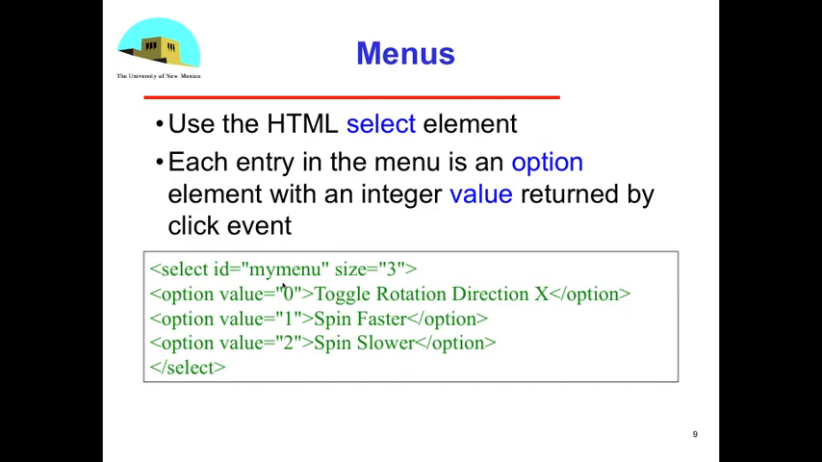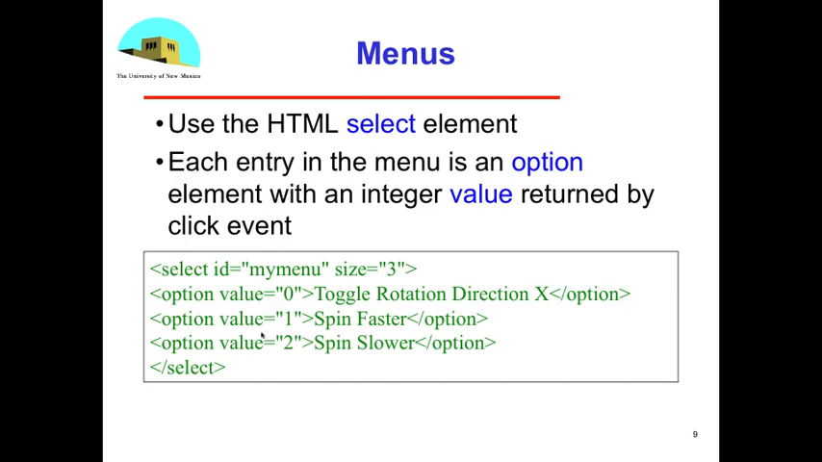You give it an ID, so you can get that menu information back to the JavaScript file. Size tells you how many entries are going to go in that menu, and then the value is going to correspond to each line. So the first line is going to return a value of 0. We'll put toggle rotation direction inside of the menu on that line. That X is just extraneous, doesn't belong here. Option for the second line says the line in the menu will say spin faster, and the third entry in the menu will say spin slower and correspond to an option value of 2. So that's, again, pretty straightforward.